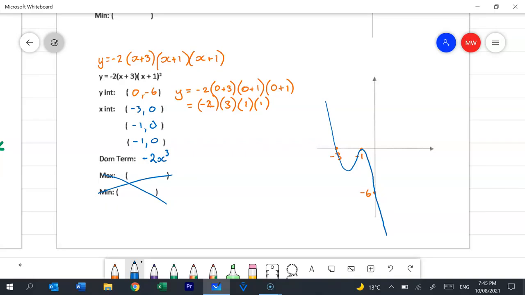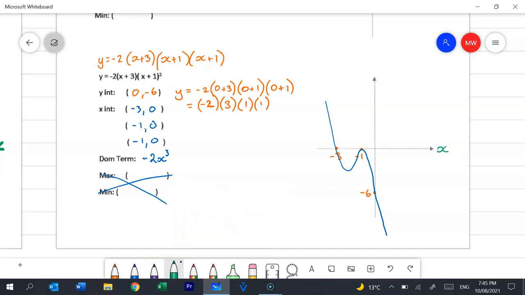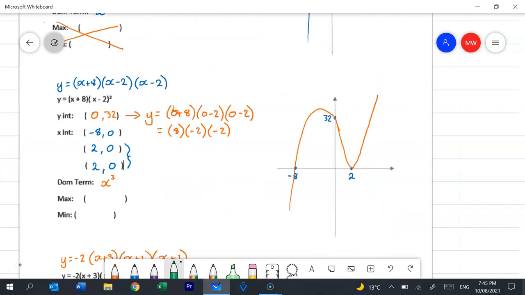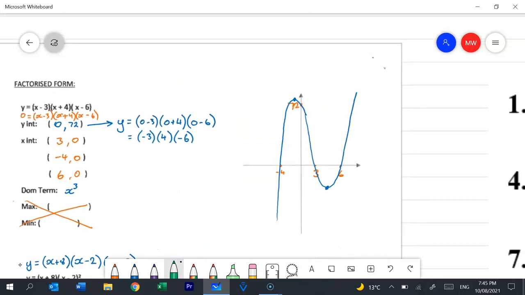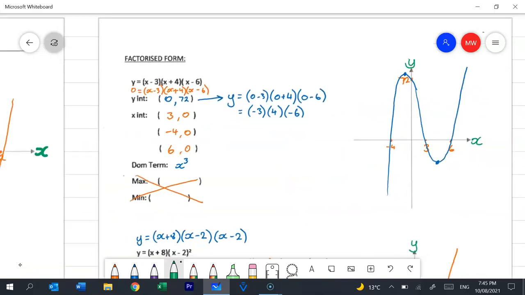Again, just like in the last video, we're not going to forget that we need to label our x and y axes so we don't throw away any cheap marks, and we'll do those for all of the questions that we do. And we finished that one.